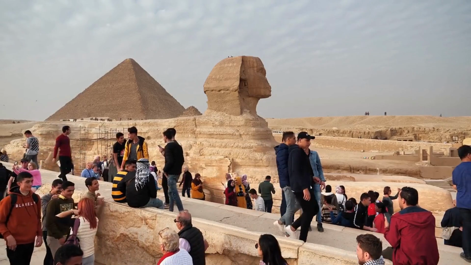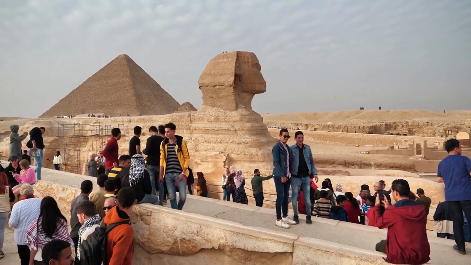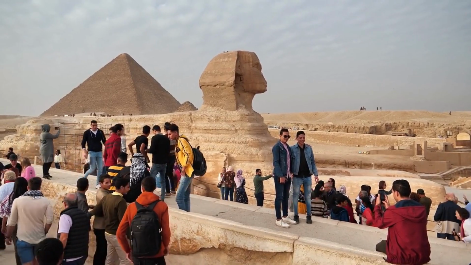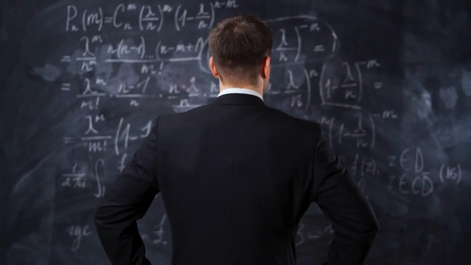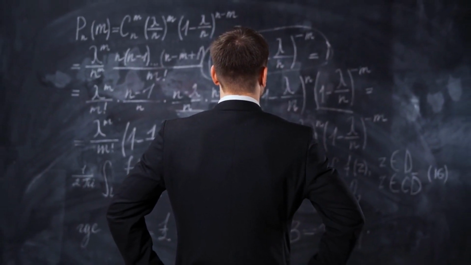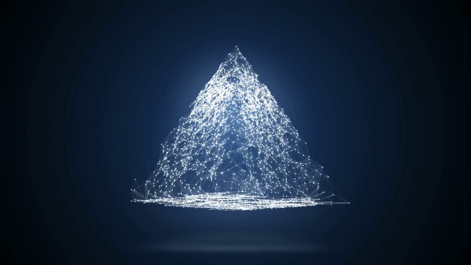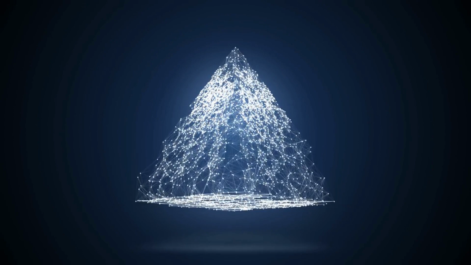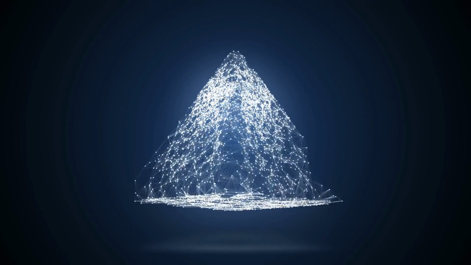The angles between each of the four sides of the pyramid were carefully calculated to ensure that the pyramid was symmetrical and had a smooth, even slope. The mathematical calculations involved in the construction of the pyramids were complex and required a great deal of skill and knowledge. The ancient Egyptians had a sophisticated understanding of mathematics, including geometry and trigonometry. They used these skills to design and build the pyramids with incredible accuracy.